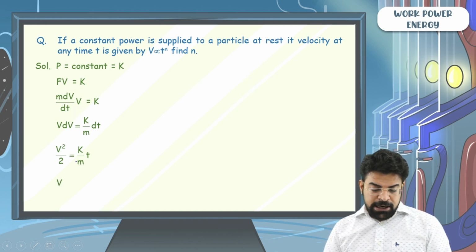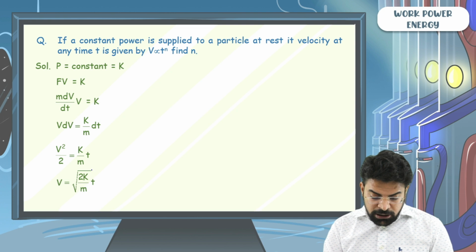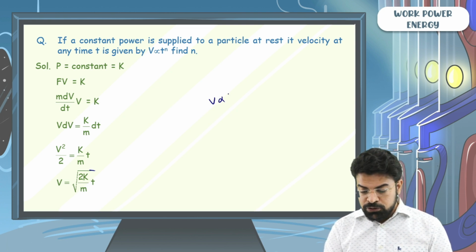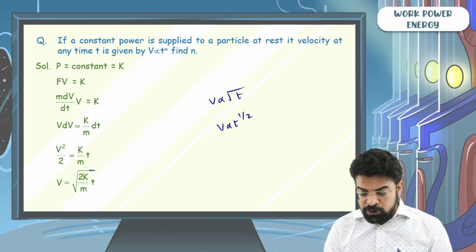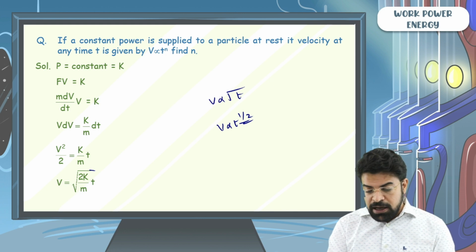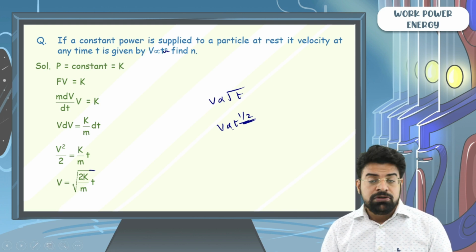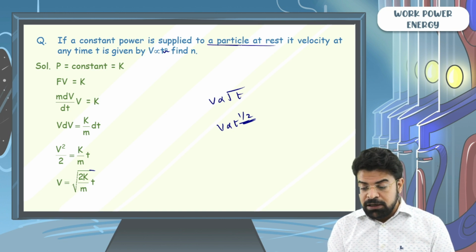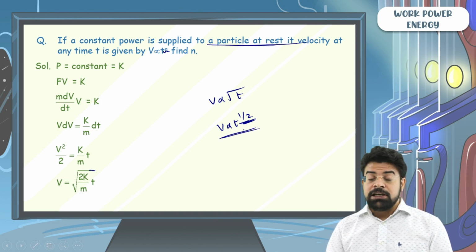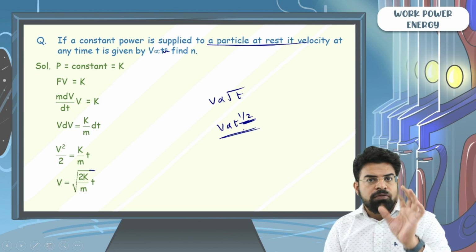So v equals the square root of 2Kt by m, hence v is proportional to root t, or v is proportional to t raised to the power of half, hence n has to be nothing but half. So this is a simple yet important question. If a constant power is supplied, then the velocity is proportional to t raised to the power of half.